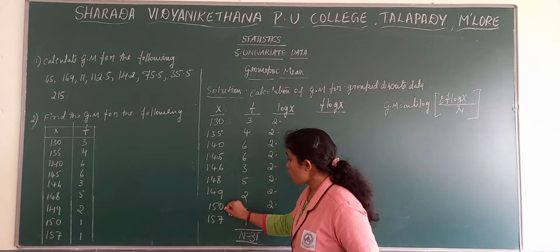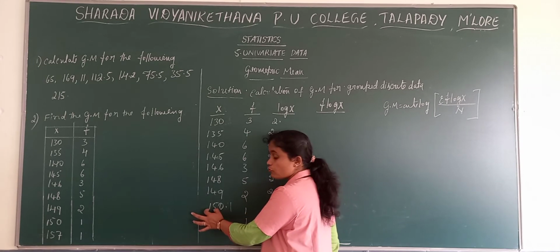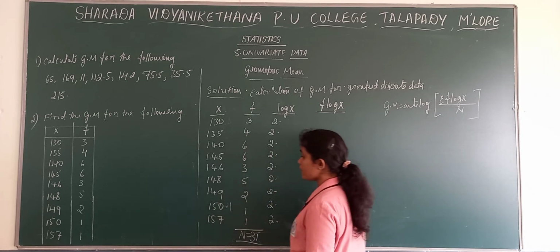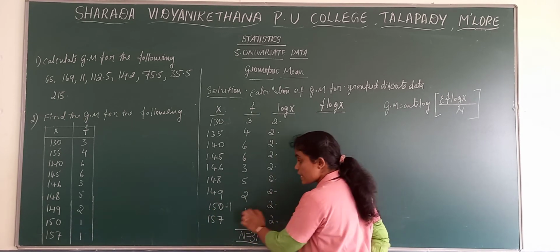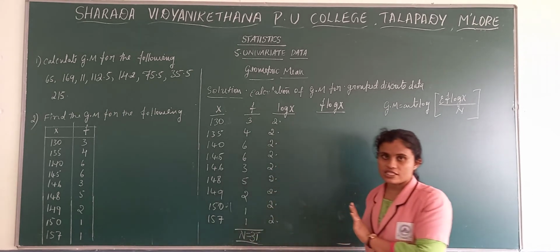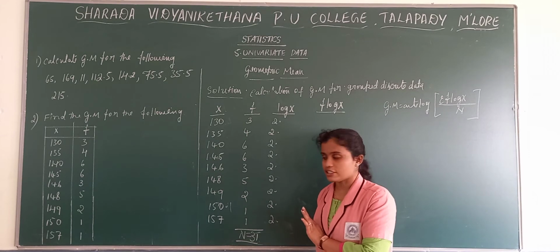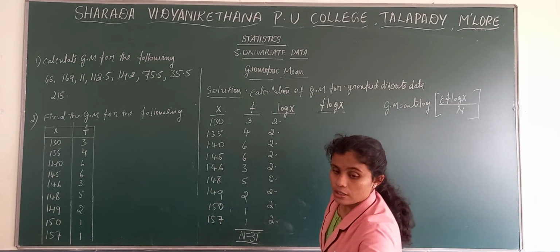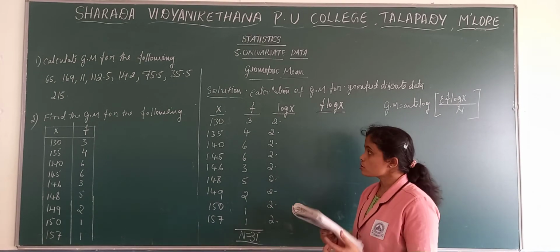But while seeing the log, there will be a difference. If it is only 150, it means the 15, 0 column. If it is 150.1, it means the 15, 0 column, plus the first column mean differentiation, which we will add and write. That is the difference. Now, we'll see the log values.